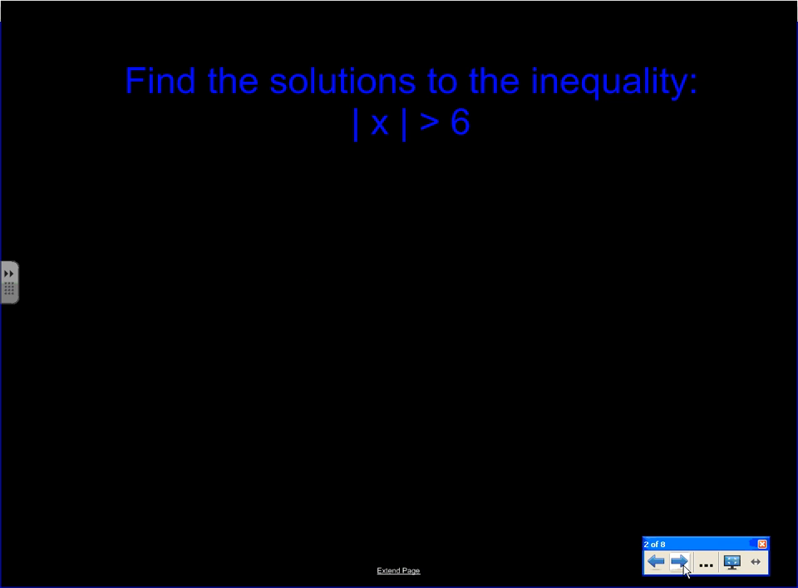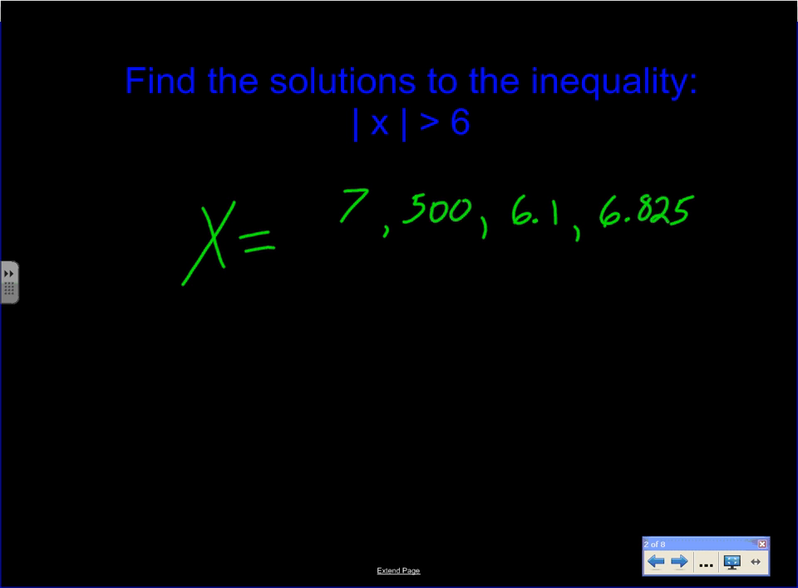If we look at this absolute value of x is greater than 6, what are some values we can use? Well, x could be 7 because the absolute value of 7 is greater than 6. X could be 500. X could be 6.1. X could be like 6.825, because the absolute value of all those numbers is going to be greater than 6.